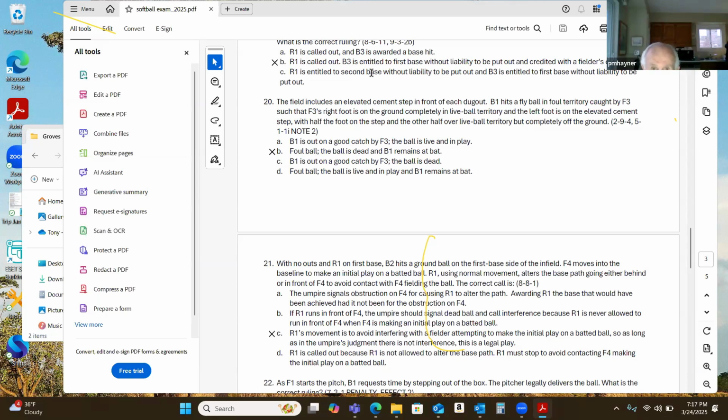Okay, number 20, the field includes an elevated cement step in front of each dugout. So that's out of play, obviously. B1 hits a fly ball in foul territory, caught by F3 such that F3's right foot is on that step as they catch it. It's a foul ball. The ball is dead, and B1 remains at bat, because F3 was out of play by virtue of their foot being on that step. So the answer to number 20 is B as in boy, foul ball.